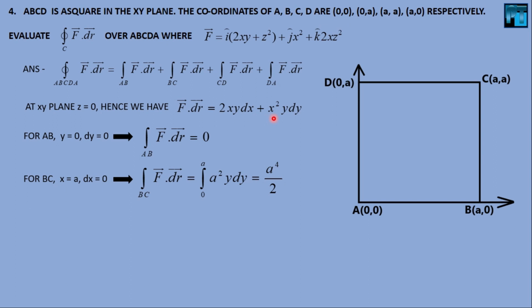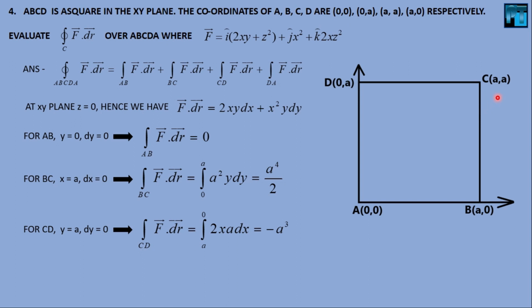We have only the second term where x equals a, so f dot dr is integral 0 to a of a square y dy, that is a to the power 4 by 2. Now for CD, from a, a to 0, a, x changes, y has not been changed, it is a, so y equals a, then dy equals 0, and x changes from a to 0.